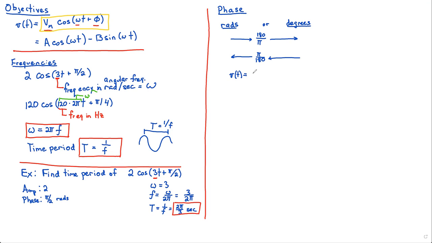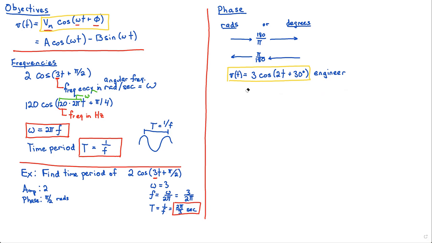A fact that you just need to know is, for purely historical reasons, engineers much prefer to write things using degrees than radians. So this is the type of form that we're going to be using in this class. So I'm going to just emphasize that this is how an engineer would write it. Now, just to be complete, the mathematician, of course, would write it using radians. 3 cosine of 2t plus, let's see, we put 30 times pi over 180. That would give us pi over 6 radians.